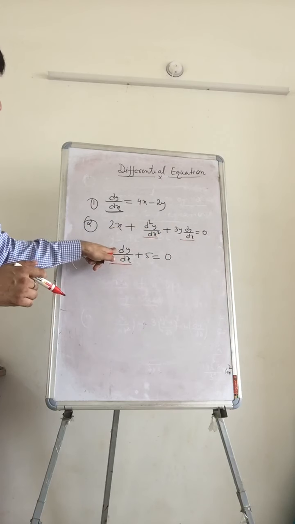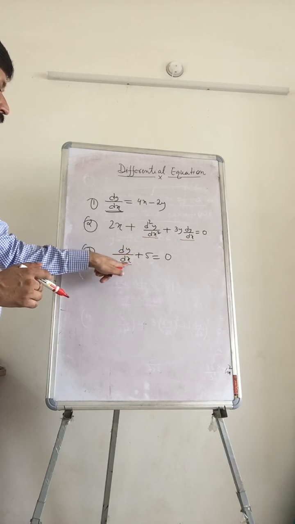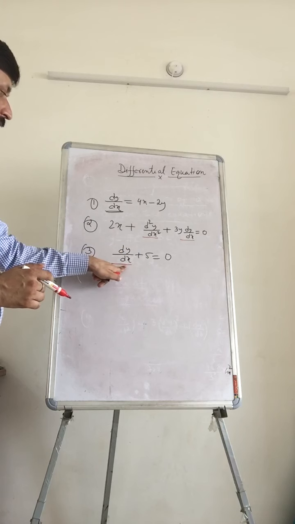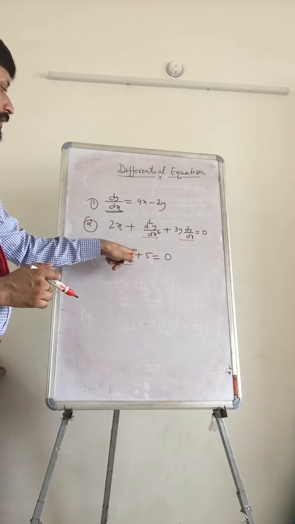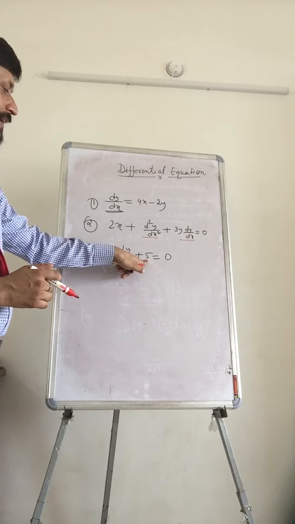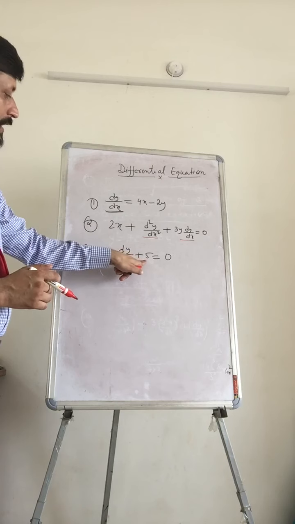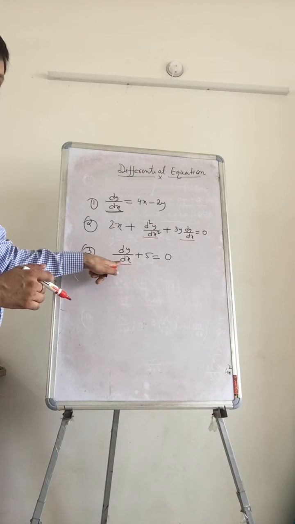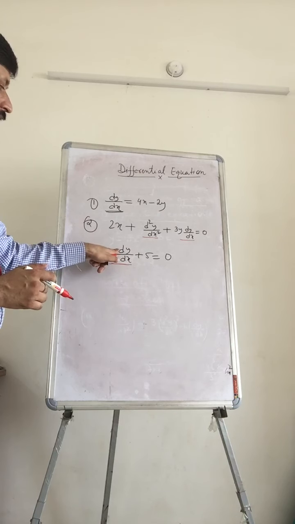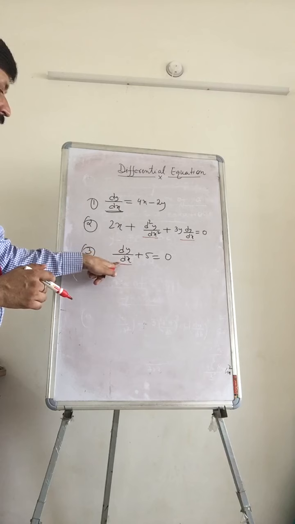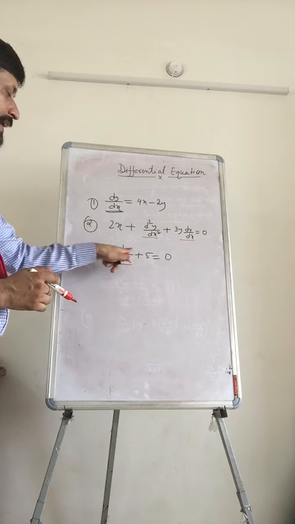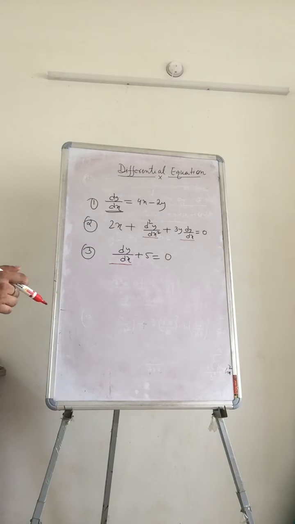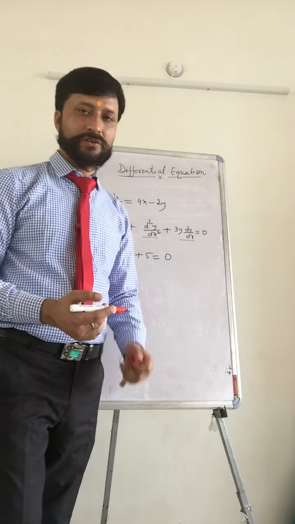Here only the derivative of the dependent variable with respect to the independent variable is there, but no dependent variable and independent variable are present. Then also it is called a differential equation, because this term is there. So in any equation, if you observe that this part is there, then that type of equation is called a differential equation.